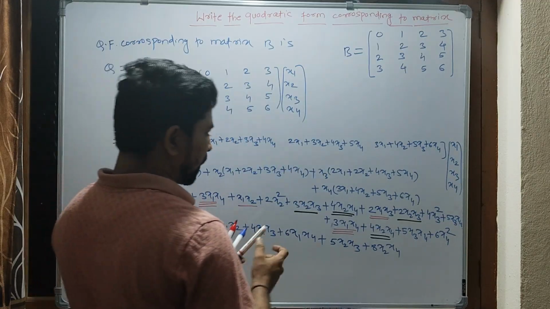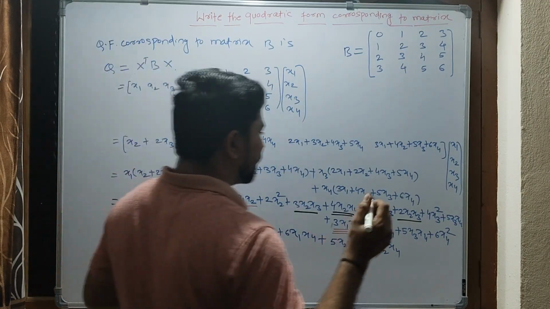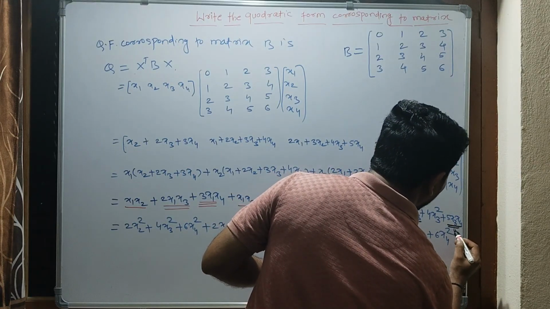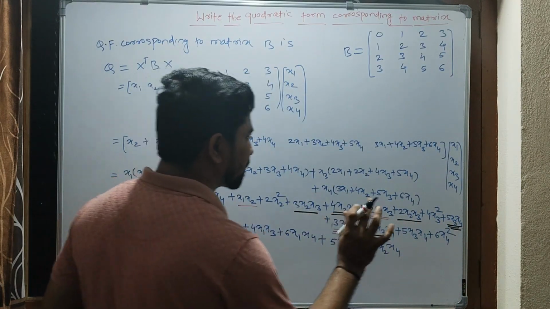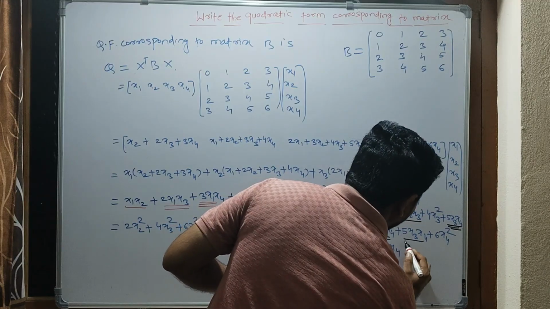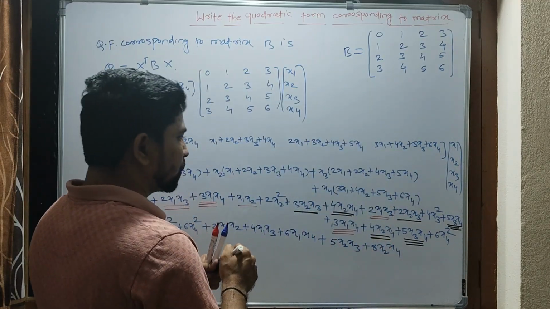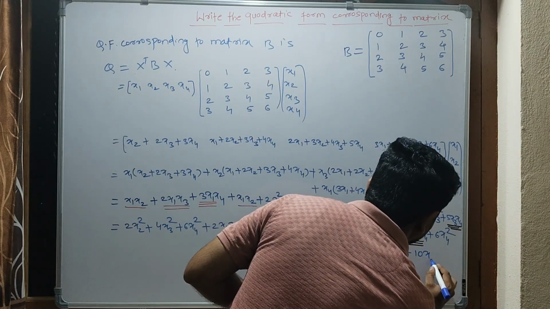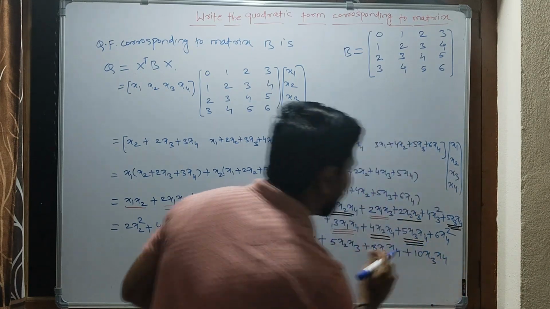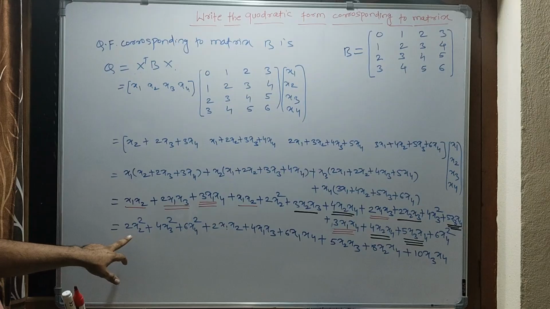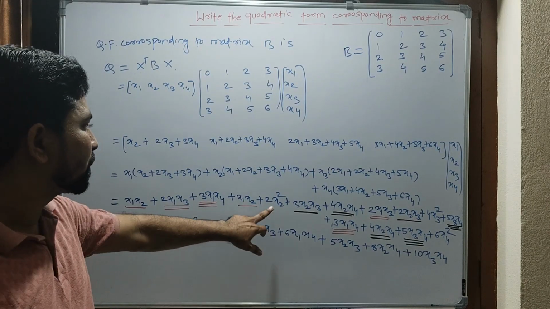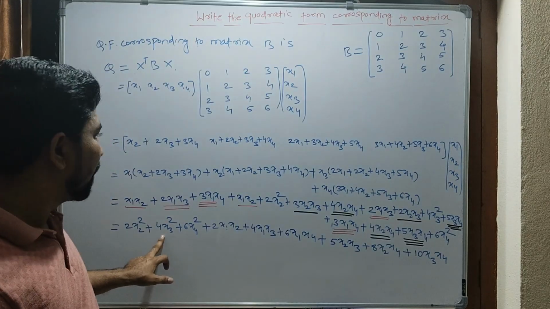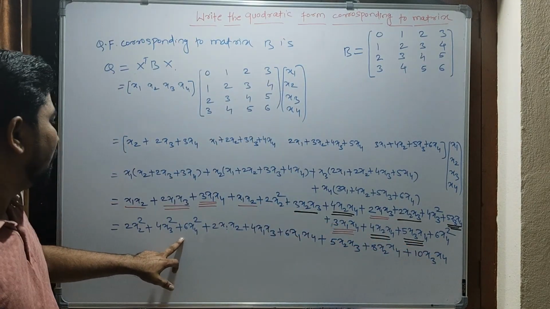Now come to x3 x4. Here a triple underline. This is 5 times x3 x4, and this is 5 times x3 x4. So 5 plus 5, that is 10 times x3 x4. Everything is covered. Now the square terms are 2x2 square, 4x3 square and 6x4 square.